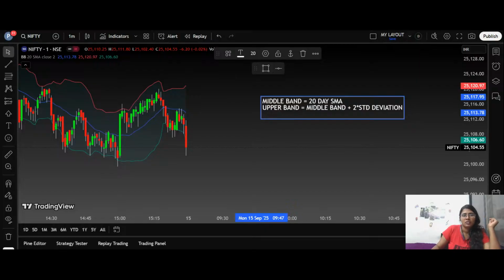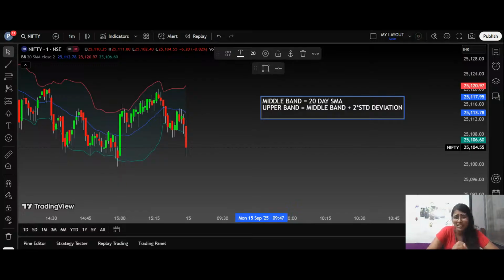So this is the middle band. We will add here 2 multiplied by the standard deviation, which means this length. You can say it as this. The upper band is the middle band plus 2 multiplied by the standard deviation. And what is the standard deviation? It is a statistical term.